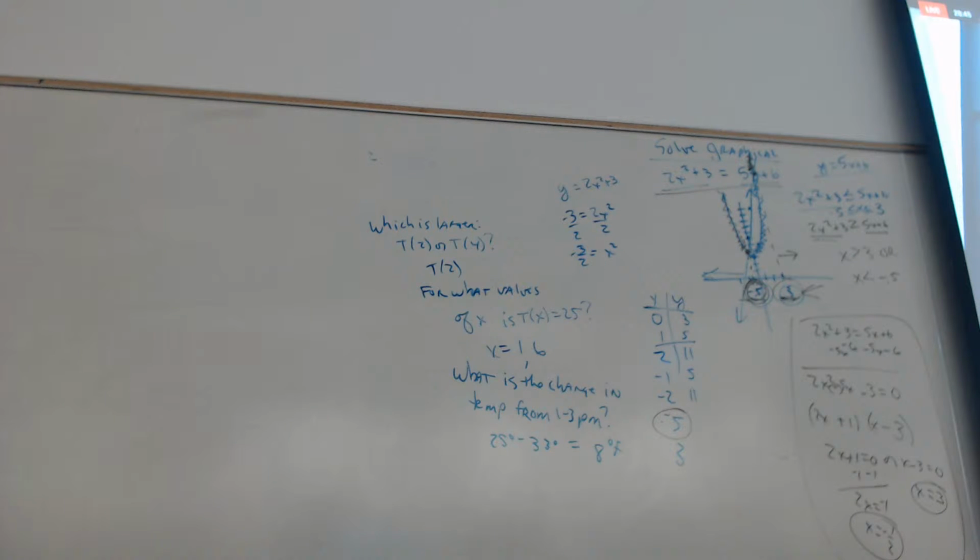So I'm trying to decide if I want to group it this way or leave it as is. What do you guys think? Which one's easier? I haven't done them yet. We can do it both ways and we'll find out. I have a feeling this way is easier. x cubed minus 5x and negative 2x squared plus 6. We're going to group it that way.